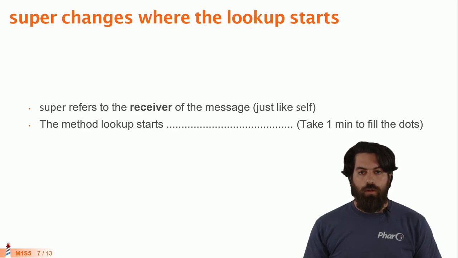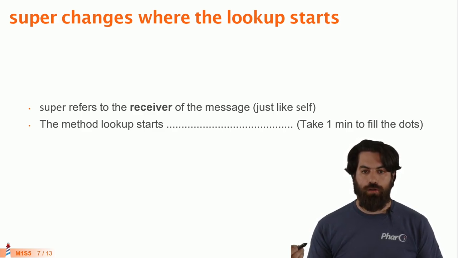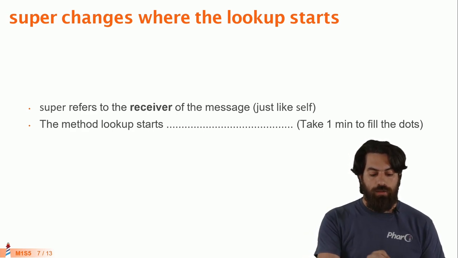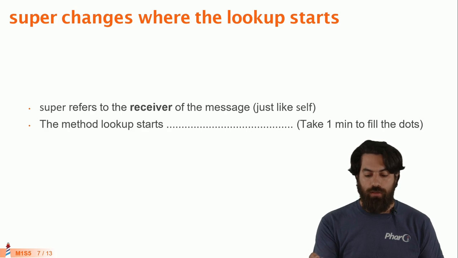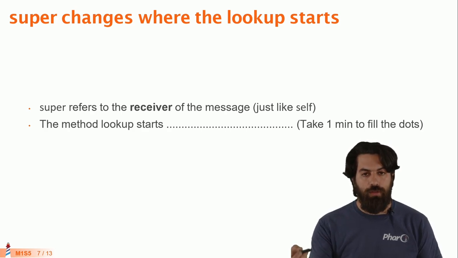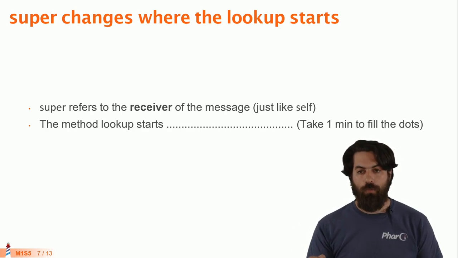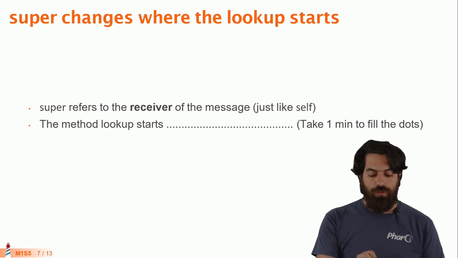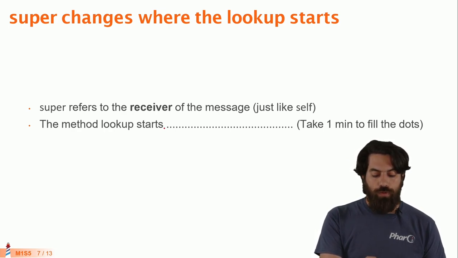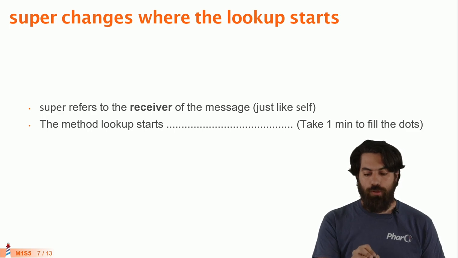So what is the definition of super? Super actually changes where the lookup starts. I already told you in the previous slide that super refers to the same object as self, so it is the receiver of the message. Now, take a couple of minutes to understand and to try to define where the method lookup starts when we have a message to super.